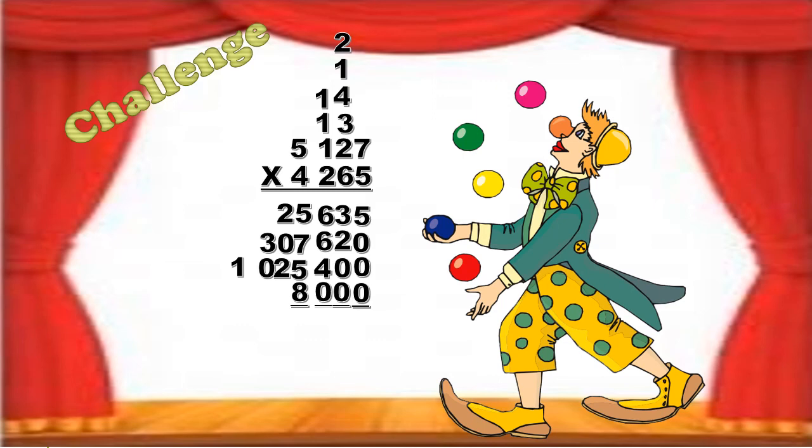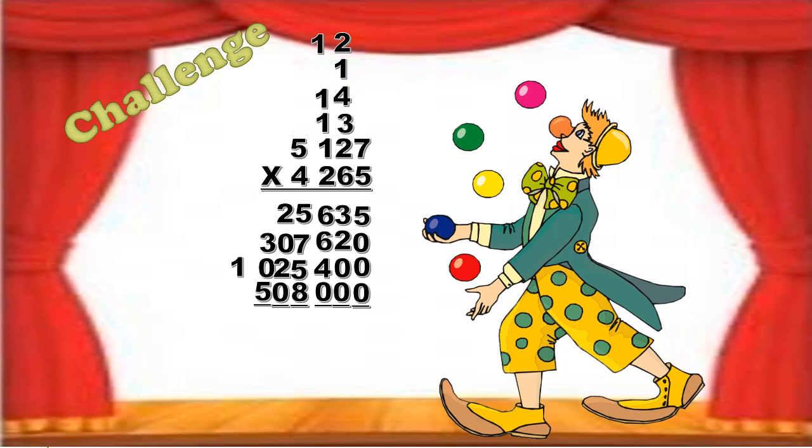4 times 2 equals 8. 8 plus 2 equals 10. Regroup 10 as 0 10,000s and 100. Place your 0 10,000 under your 10,000s column. Carry your 100 above your hundreds column. 4 times 1 equals 4. 4 plus 1 equals 5. Place your 500,000 under your 100,000s column.